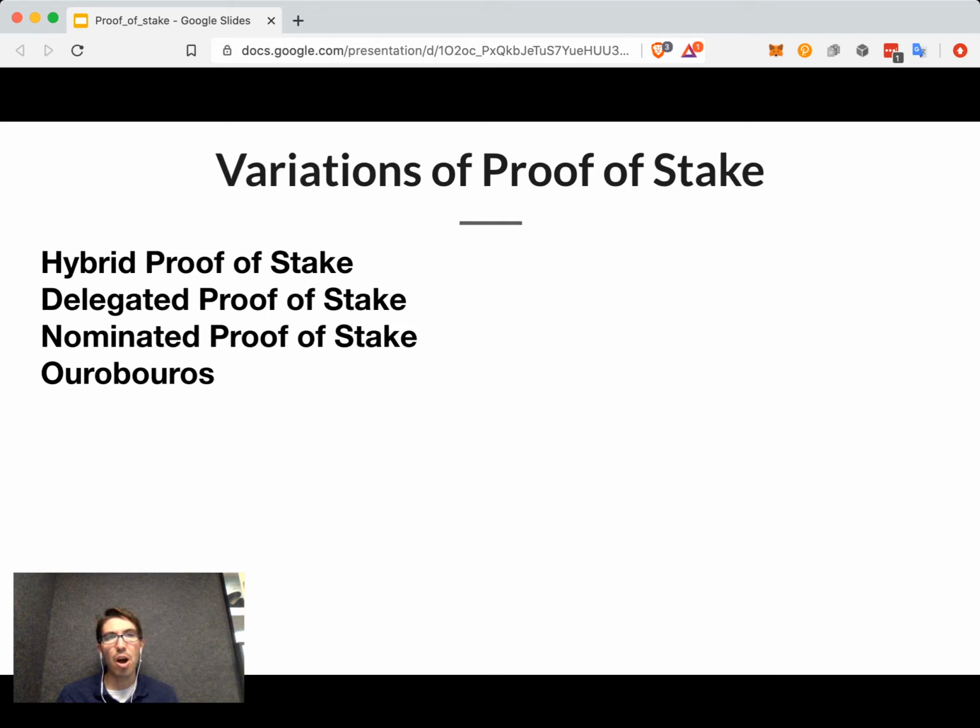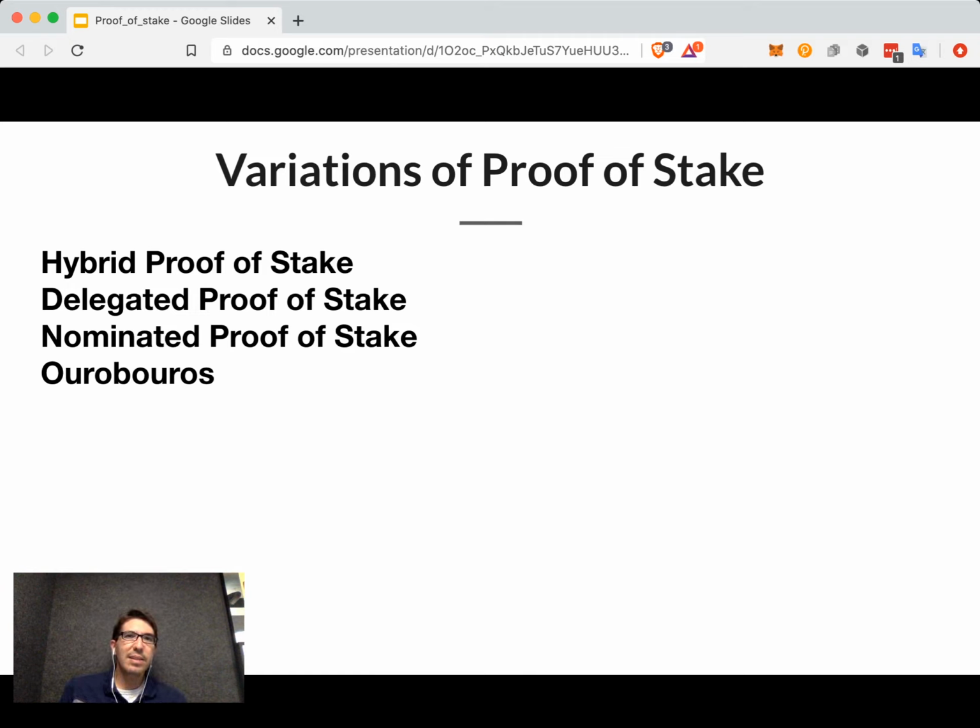Another variation is nominated proof of stake, which is similar to delegated proof of stake. You have nominators that can nominate the validators, those that are generating the blocks. However, in nominated proof of stake, the nominators can also get slashed. So if you're nominating, even if you're not running a node, if you choose the wrong node or a bad node, then you also are vulnerable to losing some of your stake.